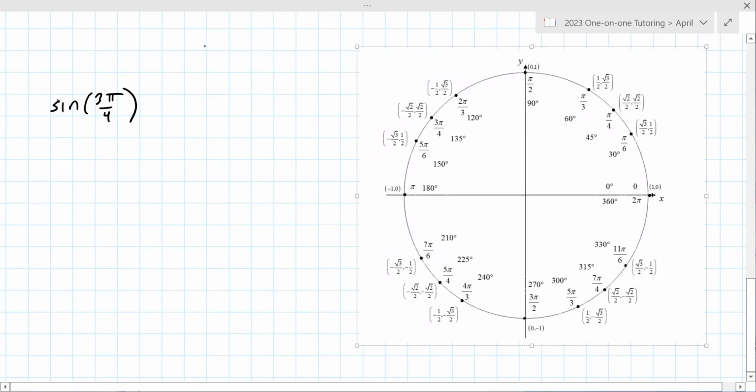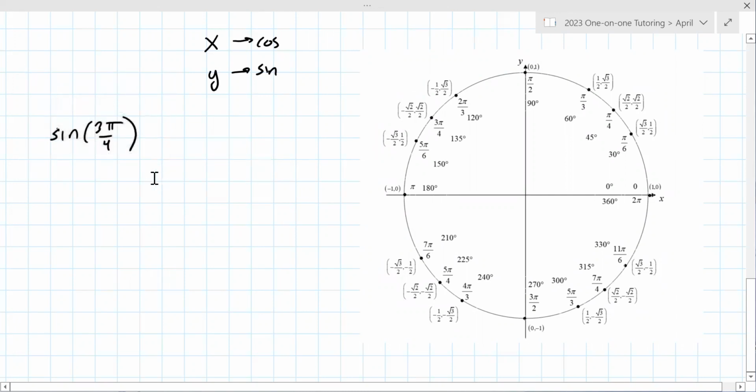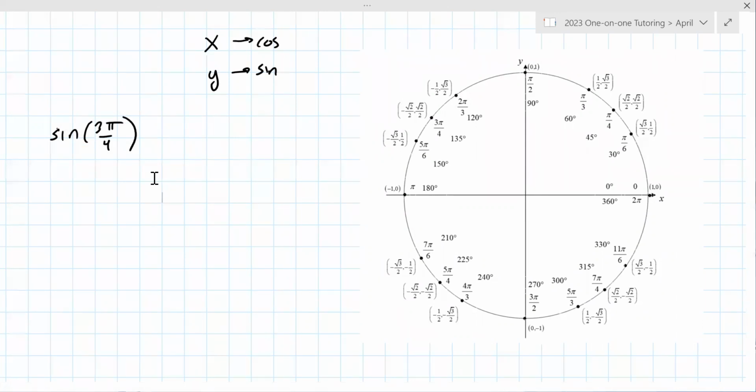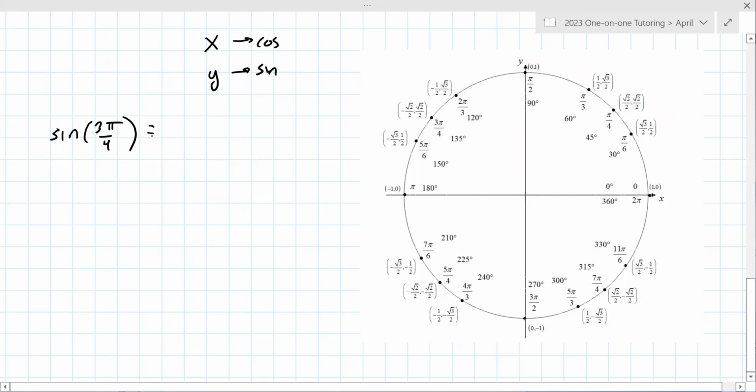If you recall from yesterday, the x coordinate is the cosine value and the y coordinate is the sine value. So once you have these ordered pairs around the edge, if I ask you the sine of 3 pi over 4, you simply go to 3 pi over 4 and grab the y value. Okay. So sine 3 pi over 4, that would be square root of 2 over 2. Yes, very good.